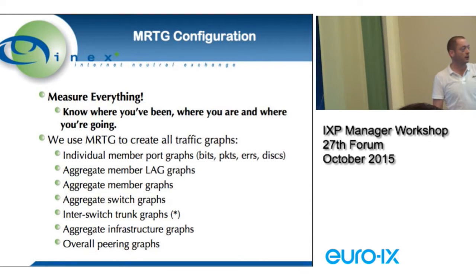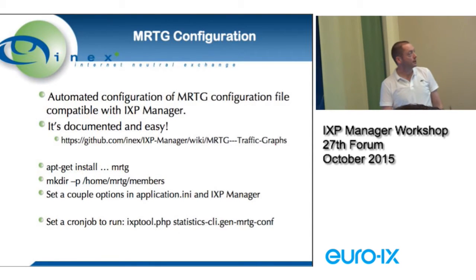The nice thing about MRTG for this is that once it reads the stats of a particular interface, it just does it once. So it's not doing it 5 times for each version of this. There's an asterisk here because this is currently manually configured. So if you want to do your inter-switch trunk graphs, you have to go and edit one config file to add them in. The rest of the configuration is completely automated, and it's really well documented actually.